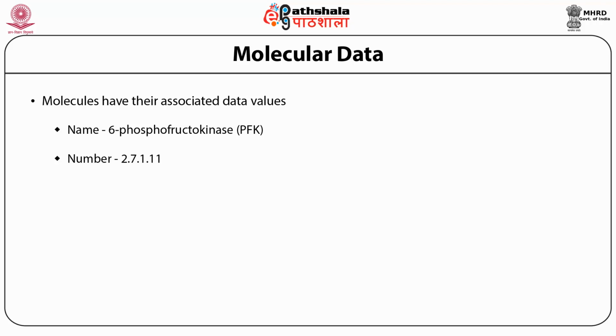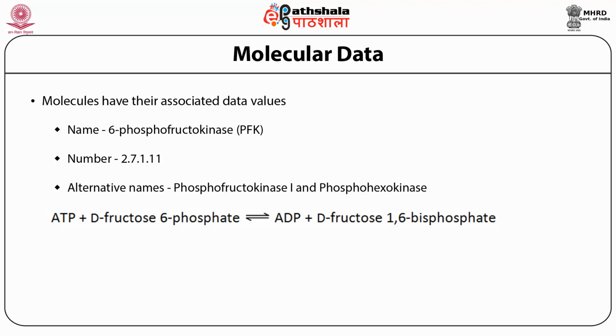In addition to this name and assigned number of an enzyme, alternative names may also be known for some enzymes, as in this case phosphofructokinase 1 and phosphohexokinase. Most importantly, the basic data about enzymes is the reaction catalyzed by each enzyme. In this example, the reaction catalyzed by 6-phosphofructokinase is the reaction of D-fructose 6-phosphate with ATP to yield ADP and D-fructose 1,6-bisphosphate.